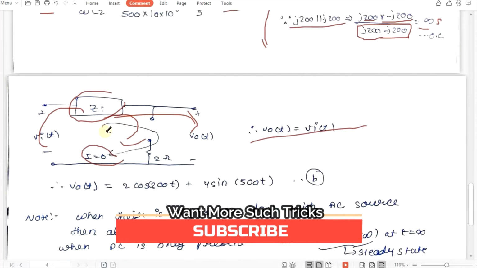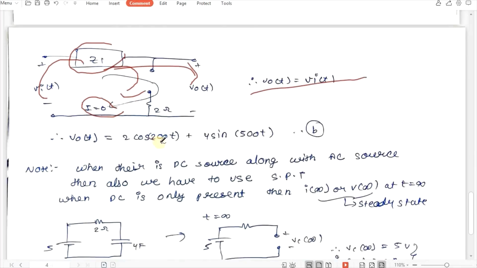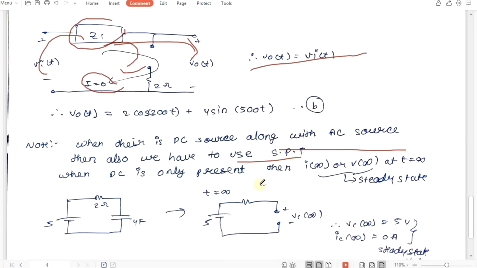So we have seen the sums with one omega and with two omega. But if we have a DC source along with the AC source, then what do we have to do? Then also we have to use superposition. To get the steady state value when the DC source is present, you have to get your I infinity or V infinity. Let's say this is the circuit when your DC source is active and you have to get your VCT. To get VCT, we use the t equals infinite period for the DC source. It means we have to open circuit the capacitor and short circuit the inductor.